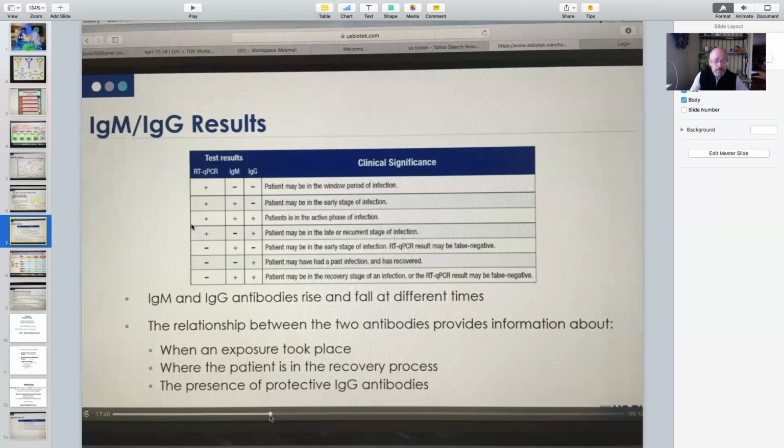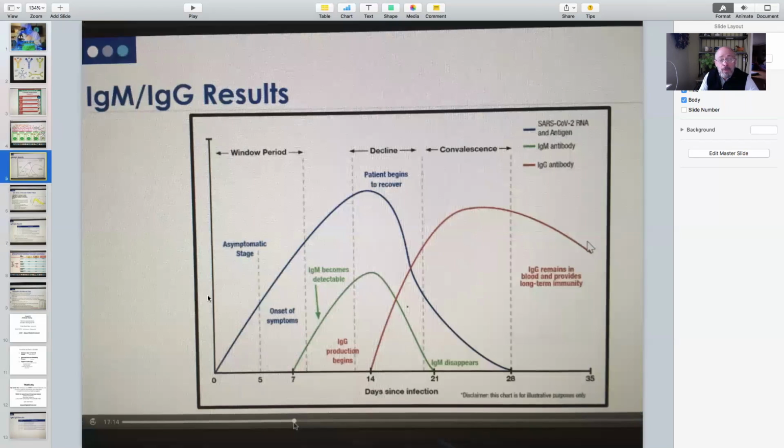So as we go through this, you see why both tests are important, because they can validate each other. If a person had PCR testing and it comes back positive, and they have an antibody test and the IgMs and the IgGs are negative, that would probably indicate that the patient may be in the window period of infection very, very early on, right? They would be somewhere in here.